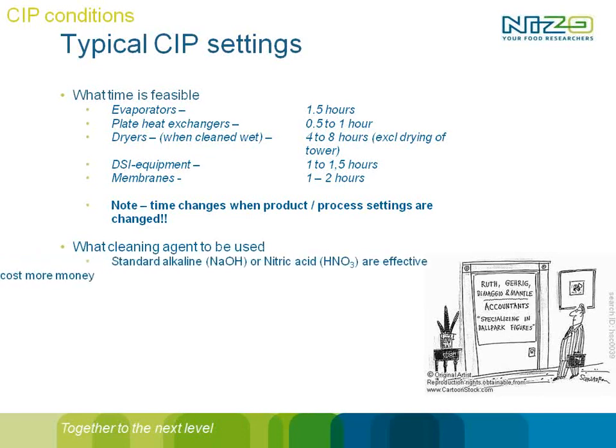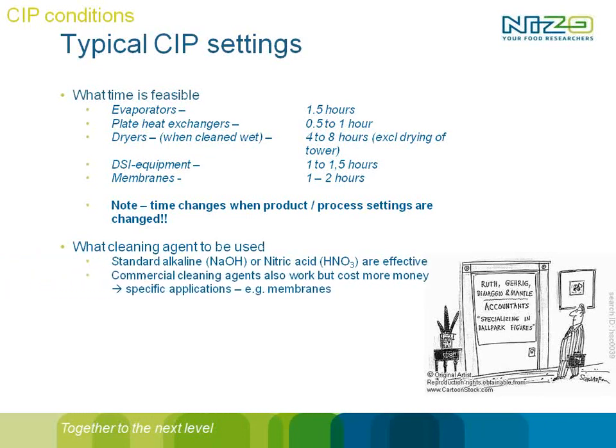In our practice we see that just plain alkaline or nitric acid is very effective and also cheap. But in some cases you cannot avoid the application of what we call the commercial cleaning agent, specifically when you have more sensitive processes or equipment like membranes. You have to choose these kinds because they're designed and developed to work at very low temperature conditions and still have enough fouling removal capacity.